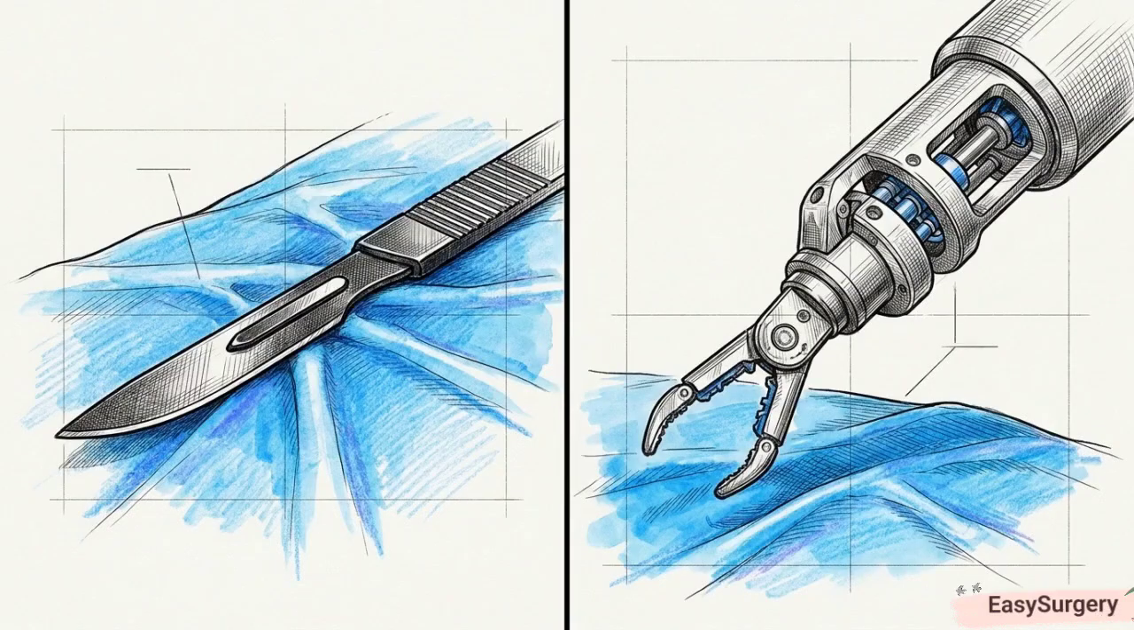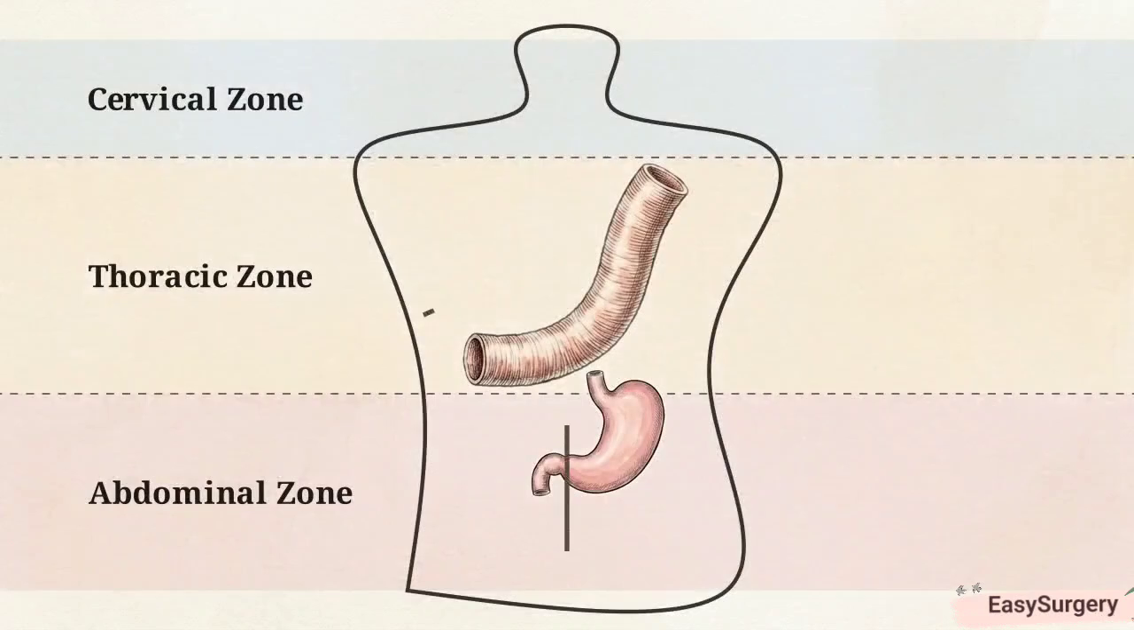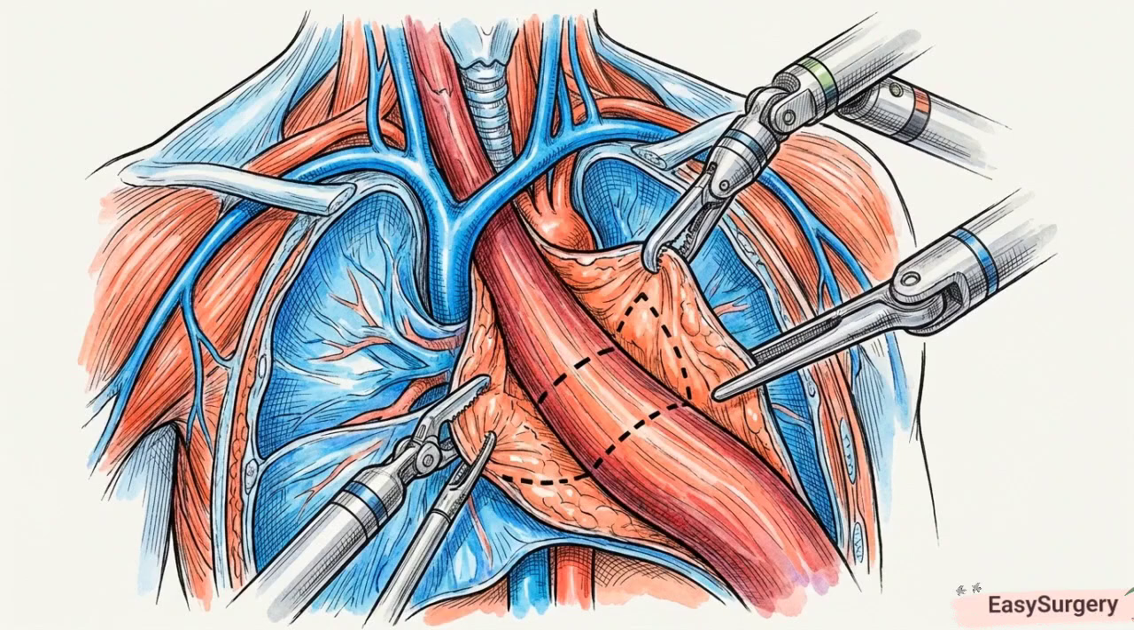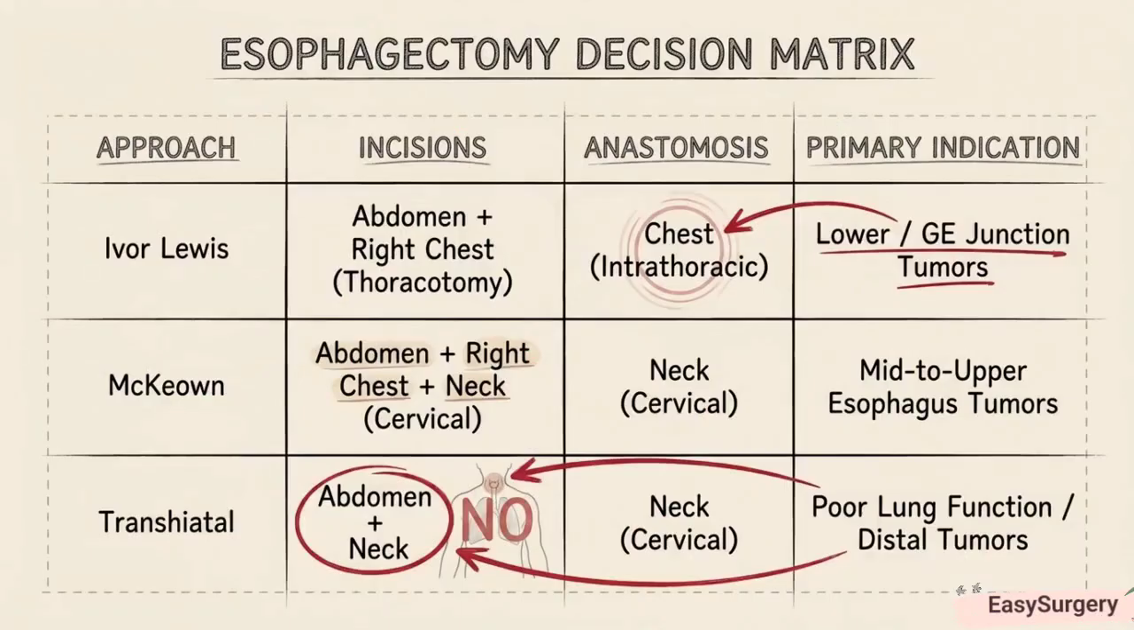But MIE and RAMIE do not invent new surgical pathways. They utilize the exact same access zones and geometric logic as the classical open approaches. While robotic technology successfully minimizes the trauma of entry, the actual spatial geometry of the resection remains rigidly dictated by classical anatomical rules. This table shows how preoperative planning requires the surgical team to consolidate all of these disparate variables into a unified clinical decision matrix.